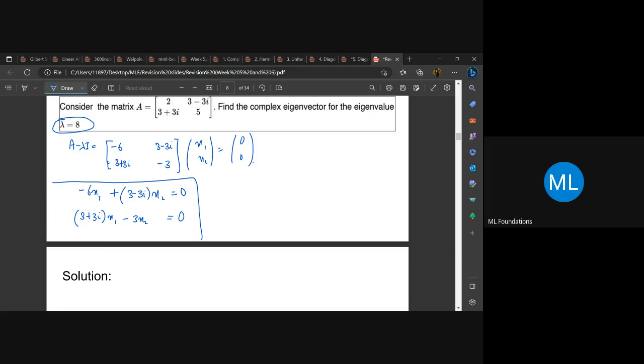Ma'am, I divided it by -6 to get 1, and then I proceeded. Okay, so R2 should be replaced by R2 minus 3 plus 3i into R1. You can divide R1 by -6 first, or directly do R2 minus 3 plus 3i into R1. First step, please divide R1 by -6. Okay, it will be easy.